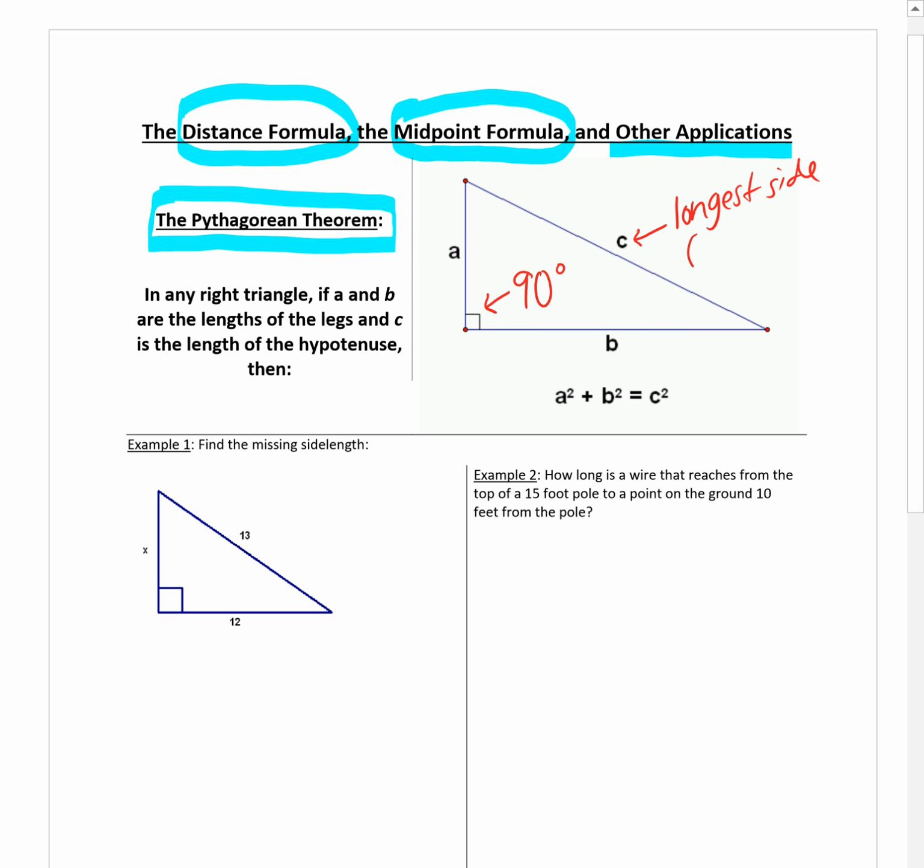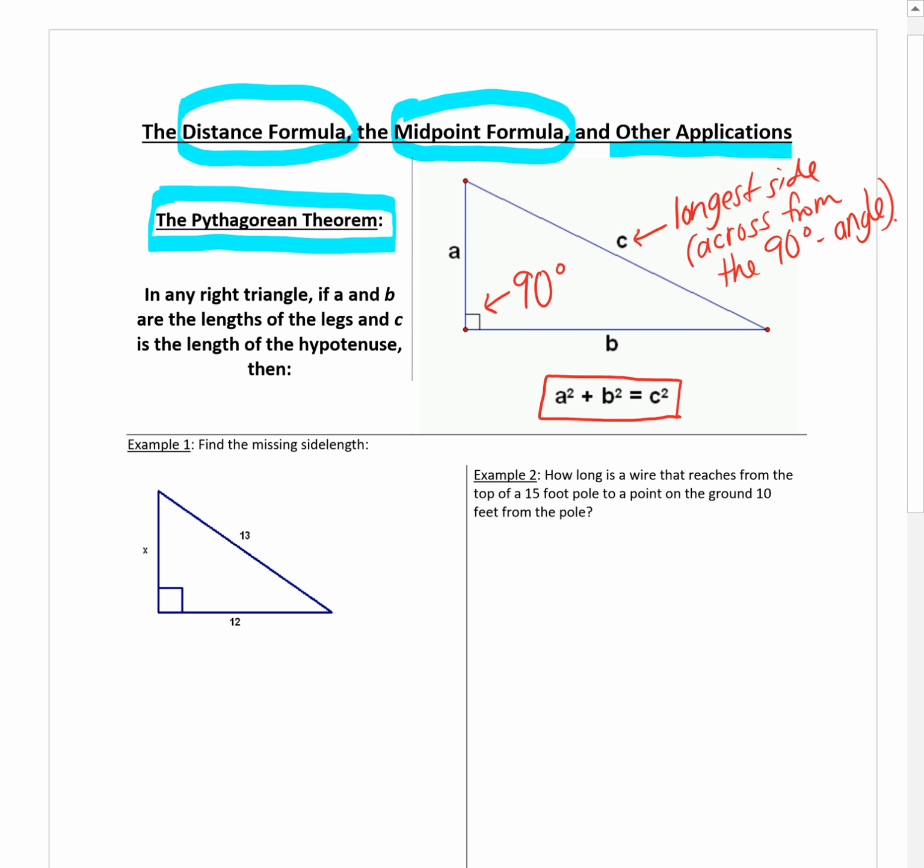Or if you can't really determine which side is the longest side, like in this picture, it kind of looks like B and C are fairly long. If you can't really tell which one's which, it's also going to be the side across from the right angle. That's probably a better way to remember it, actually. Just look for the right angle or the 90-degree angle and then see which side's across from it. That'll be C.